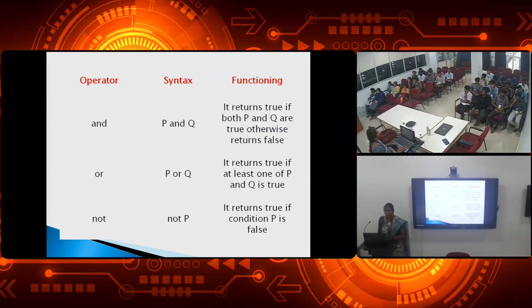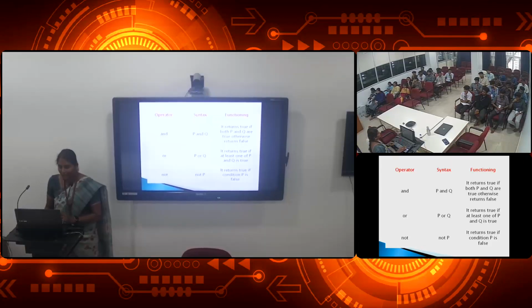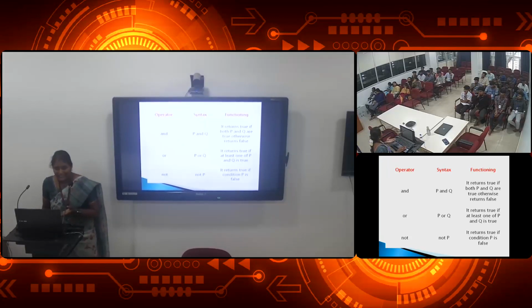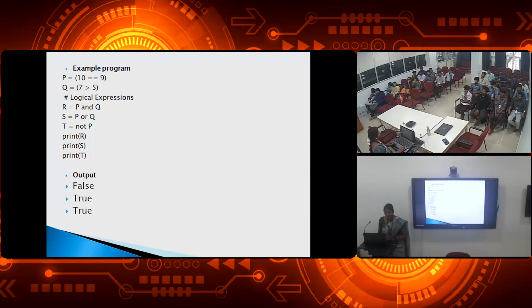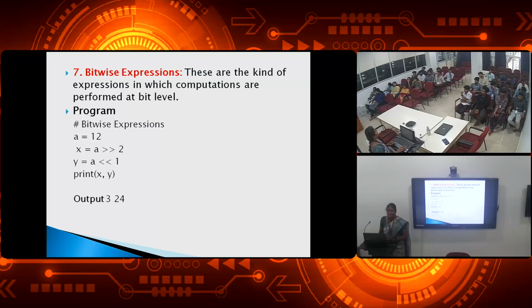Operators and, or, not: the syntax is P and Q. We can specify the keyword and, or we can use the operator symbol. P and Q works on binary values, so if both P and Q are true, it returns true. For an OR operator, if either one of the values is true, it returns true. Not returns the opposite value. For example, if P is false, not P returns true, else it returns false. This is the example program for logical expression.